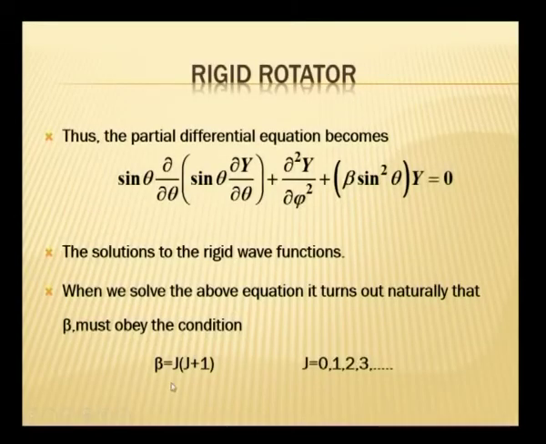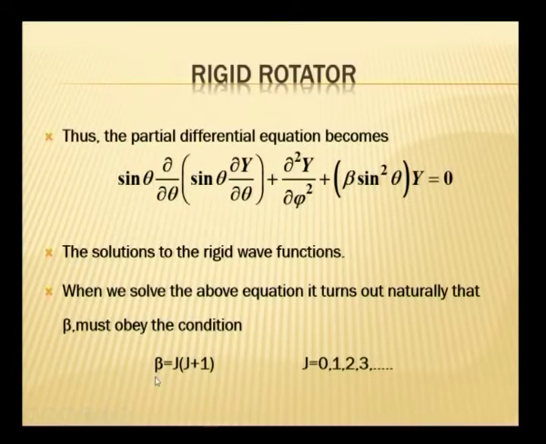Welcome back after the break. The beta that you have got here is equal to j into j plus 1, or in other words beta must obey the condition j into j plus 1. In other problems that we have been dealing with in quantum mechanics, certain things come automatically; the quantization comes automatically through the boundary conditions. Likewise, beta should be equal to j into j plus 1, where j will take only integral values like 0, 1, 2, 3 etc.